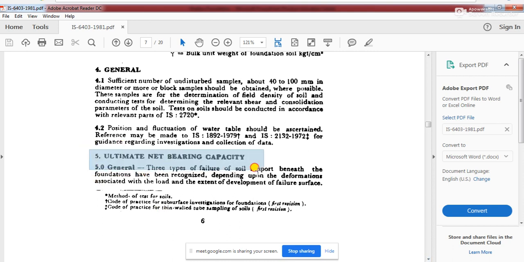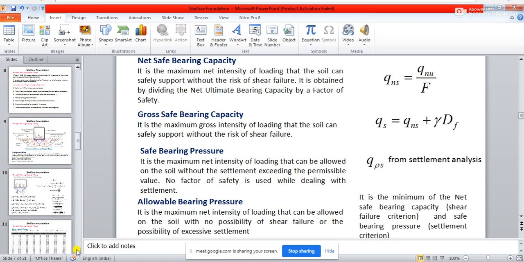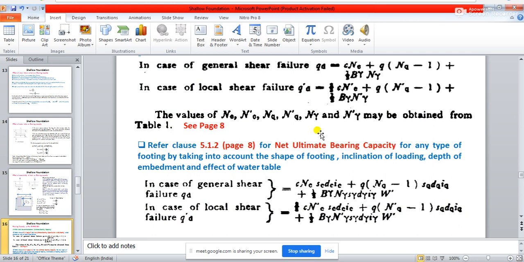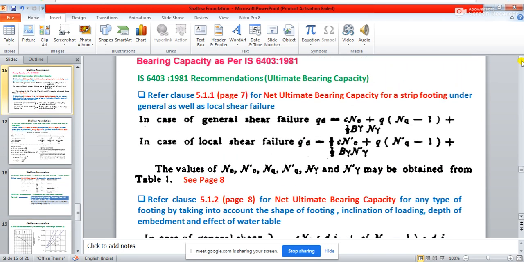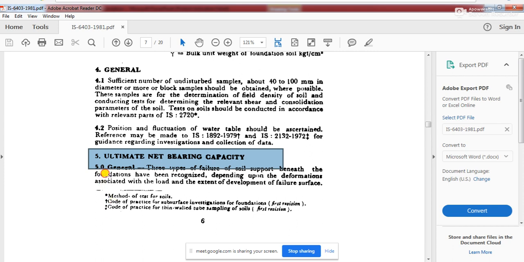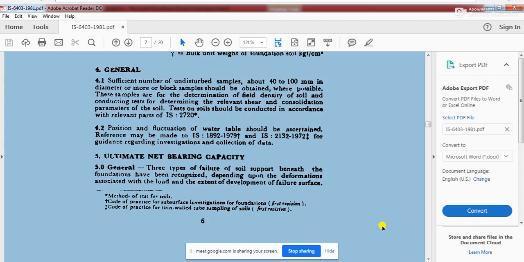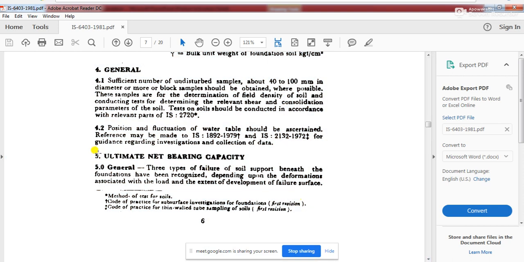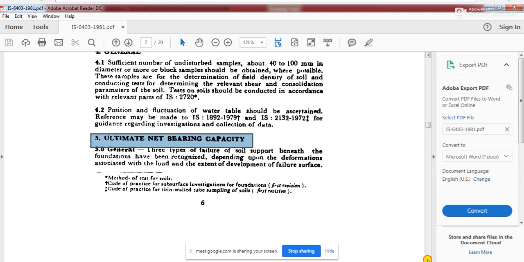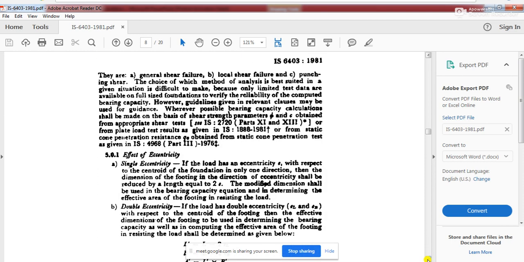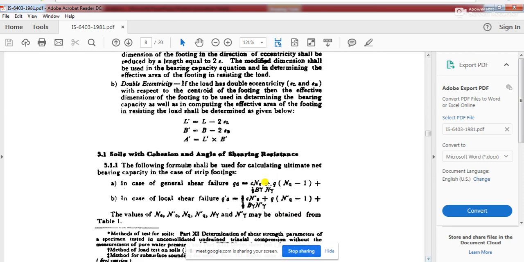Going after this, you see ultimate bearing capacity. The code specifies ultimate bearing capacity, and in the presentation I have given you, I tried to give some page numbers also. Refer to clause 5.1.1, page number 7. If you refer to this code, this is the net ultimate bearing capacity, and as per the code, it is given in this clause.